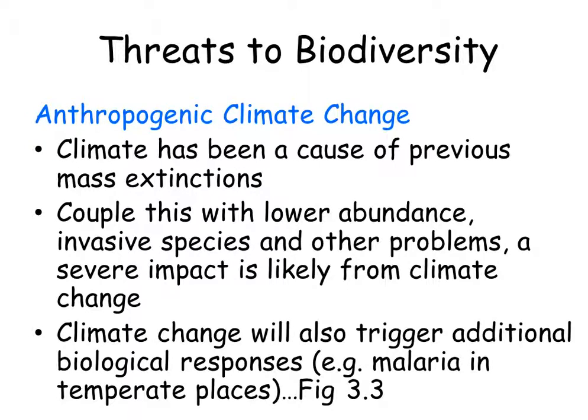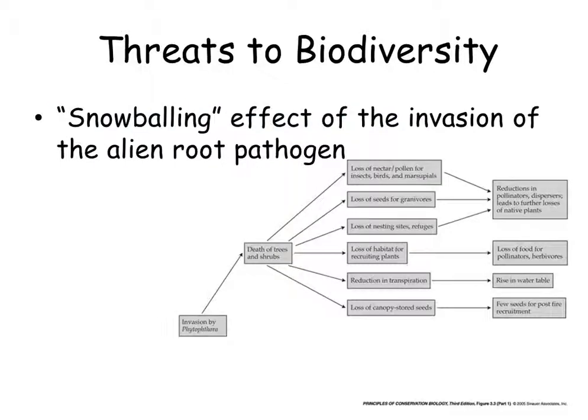Climate change has been a cause of previous mass extinctions. Couple this with lower abundance, invasive species, and other problems, a severe impact is likely from climate change. Climate change will also trigger additional biological responses, such as malaria in temperate places. There's a snowballing effect to the invasion of the alien root pathogen.